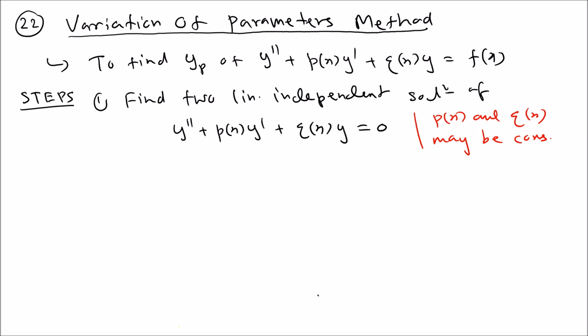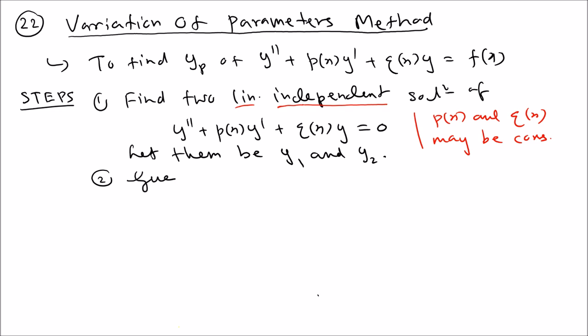You find two linearly independent solutions, and let them be y1 and y2. Those are the solutions of the complementary equation, the homogeneous equation. Now we're going to guess the solution, as an extension of reduction of order. Guess yp of the form yp equals u1 y1 plus u2 y2. For the homogeneous case, it's only u1 y1, but for the non-homogeneous, we add one more term. So the goal is to find this u1 and u2.